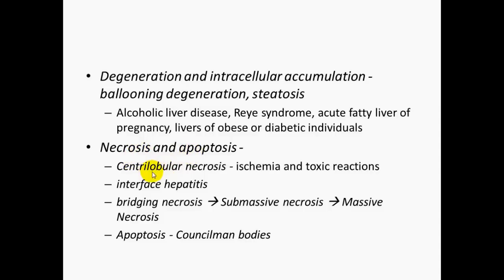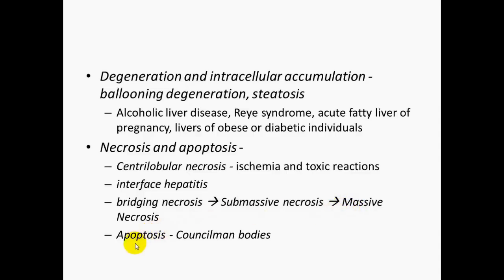If it's a centrilobular type of necrosis, it's more likely to be an ischemia. If it's a periportal type of necrosis, it's more likely to be a toxic reaction. There's going to be an interface hepatitis. There's going to be a bridging necrosis, that means a type of necrosis which is bridging from one area towards the other. It may lead to submassive, and then finally to a massive necrosis.